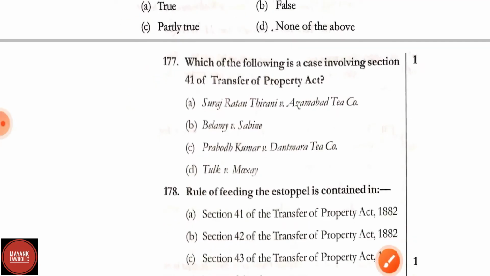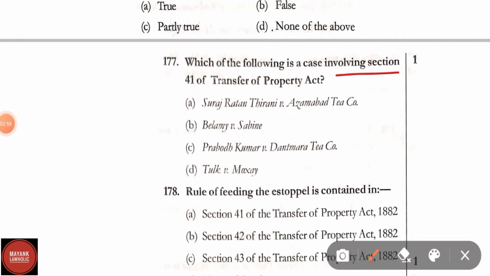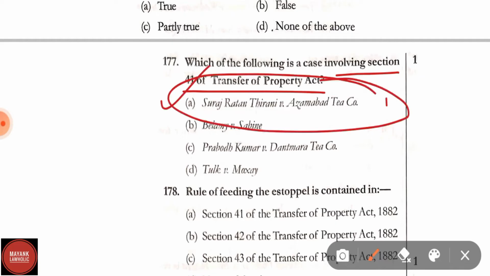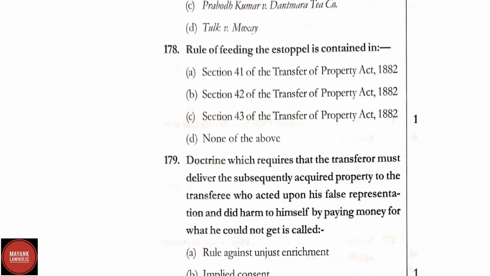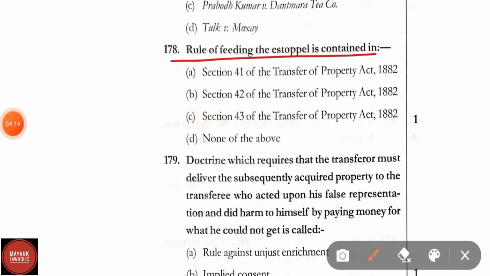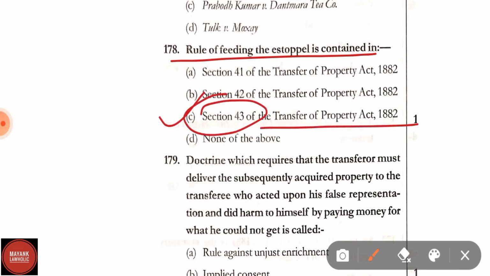Question number 177. Which of the following cases involves Section 41 of the Transfer of Property Act? Options are: Suraj Ratan Tirani versus Azmabad Tea Company, Bellamy versus Sabine, Prabodh Kumar versus Jantamara Tea Company, Tulk versus Moxhay. Here correct answer is option A, that is Suraj Ratan Tirani versus Azmabad Tea Company. Question number 178. Rule of feeding the estoppel is contained in Section 41 of TPA, Section 42, Section 43, none of the above. Here correct answer is option C, that is Section 43 of the Transfer of Property Act.